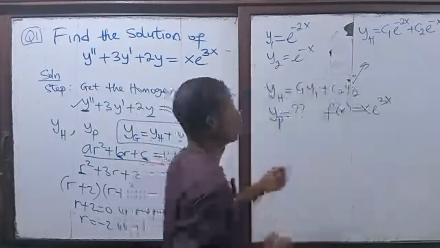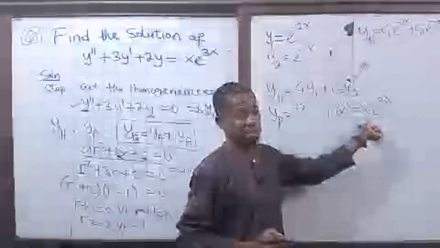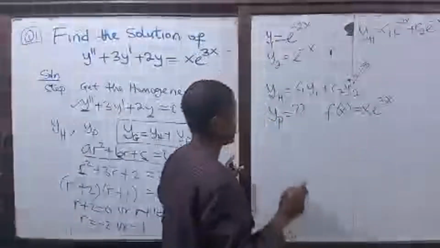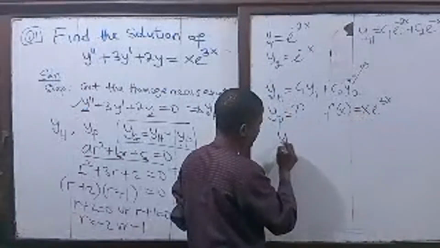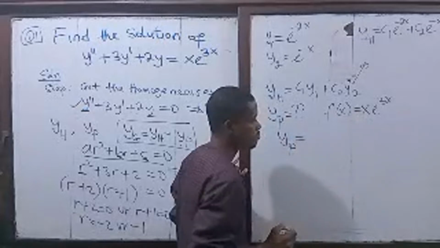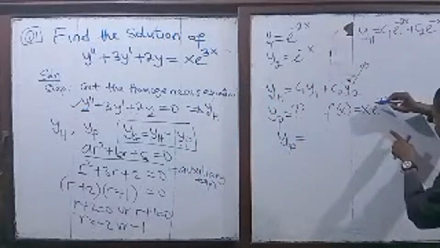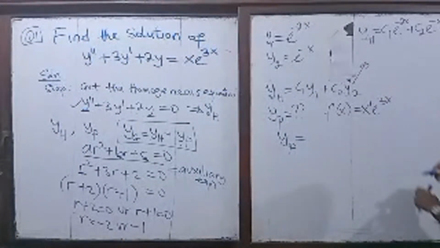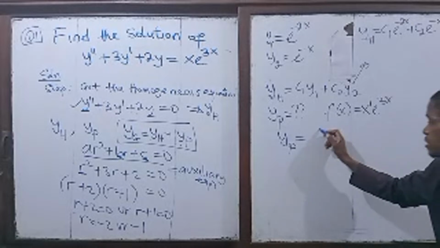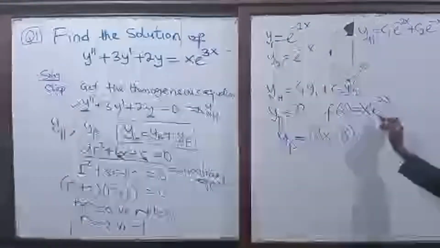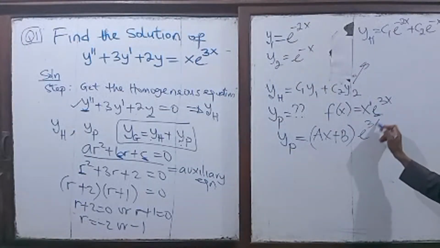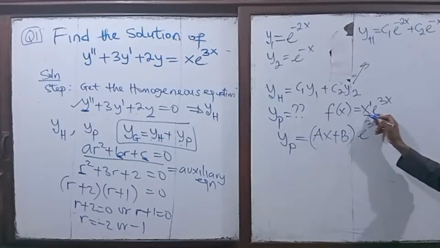According to the rules of undetermined coefficients, if your function is of this form, your yp will be equal to, look at this one, it has power 1, so that will be a linear expression of this form: ax plus b, times e to the power 3x.